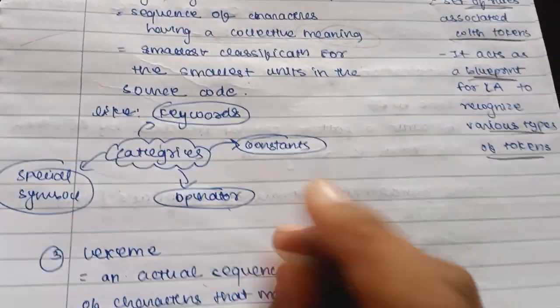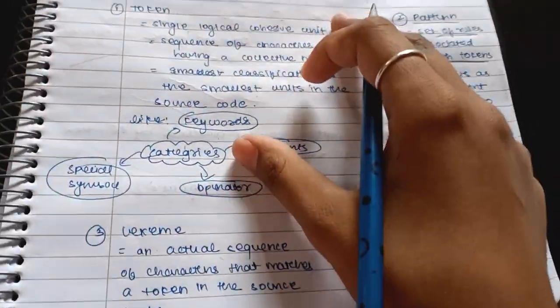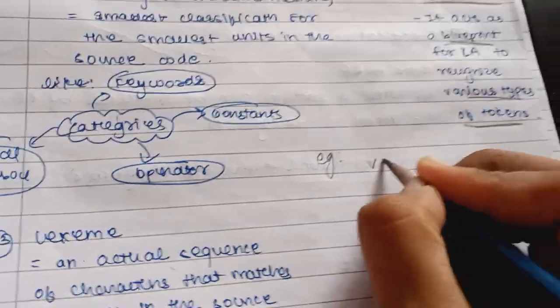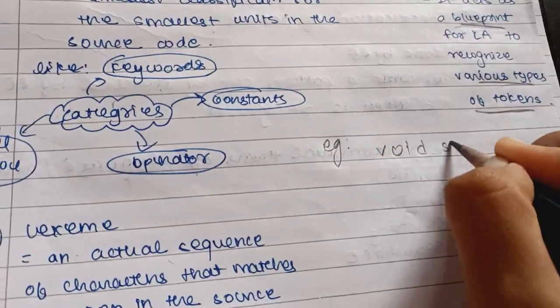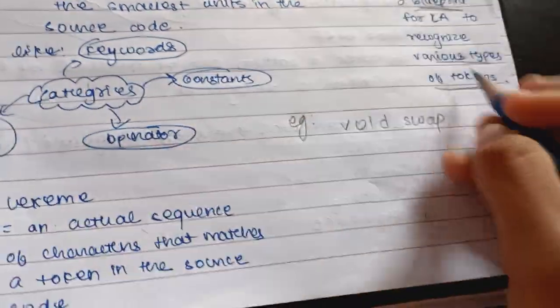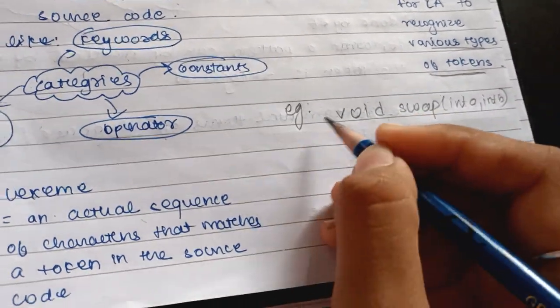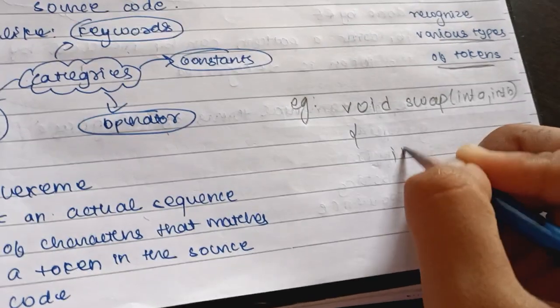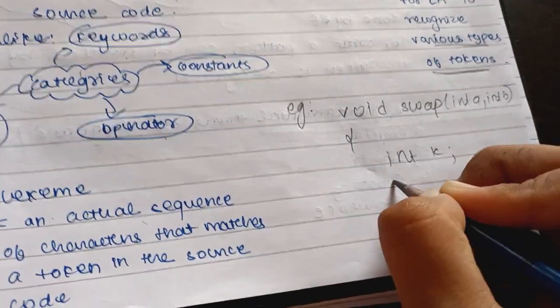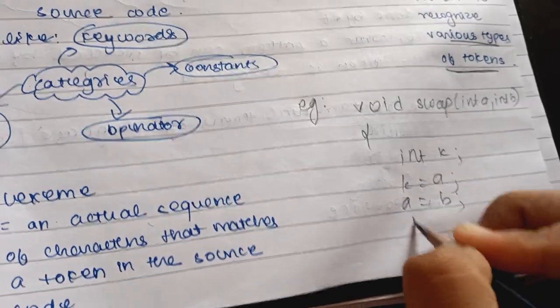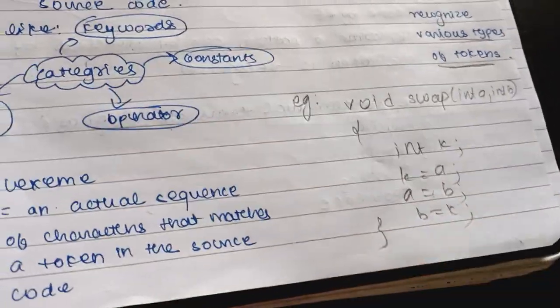Let's see an example where we'll see the lexemes and tokens. Let's say there is a function, void swap, with integer a and integer b. Then, with some temporary variable k, as everyone knows this algorithm, k is equal to a, a is equal to b, and b is equal to k. So this is how swapping is done.